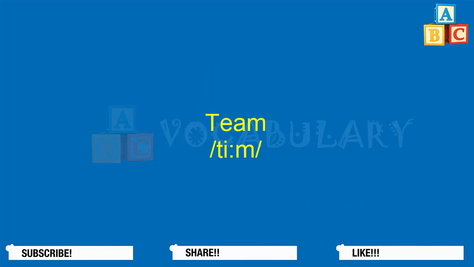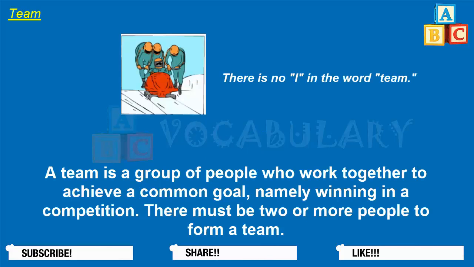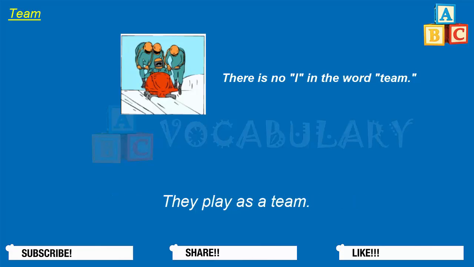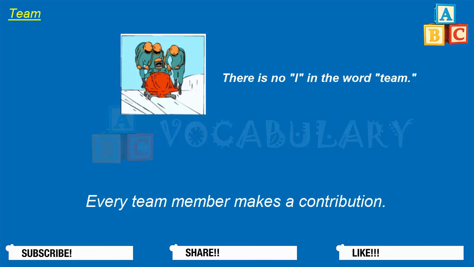Team. A team is a group of people who work together to achieve a common goal, namely winning in a competition. There must be 2 or more people to form a team. Lithuania has a good basketball team. They play as a team. Every team member makes a contribution.